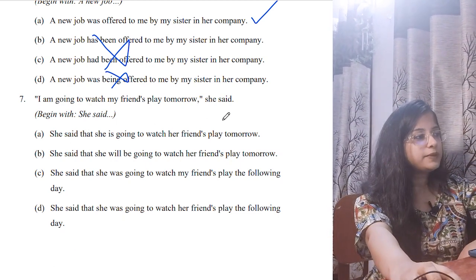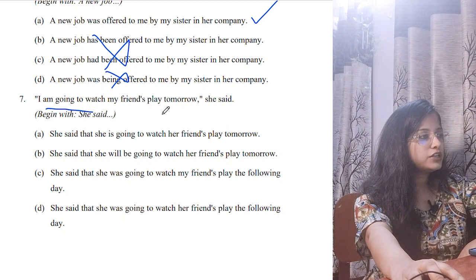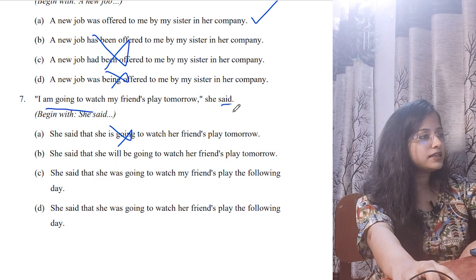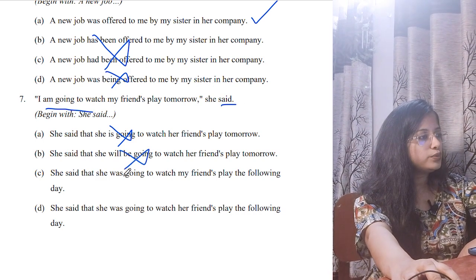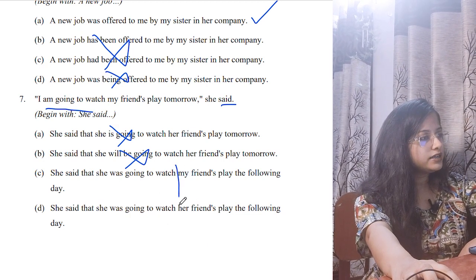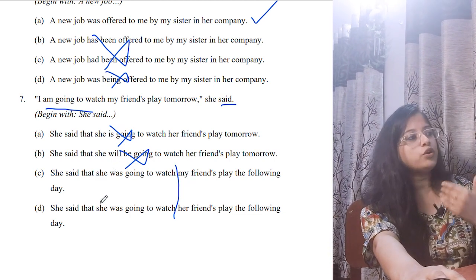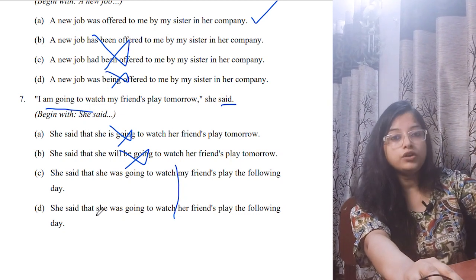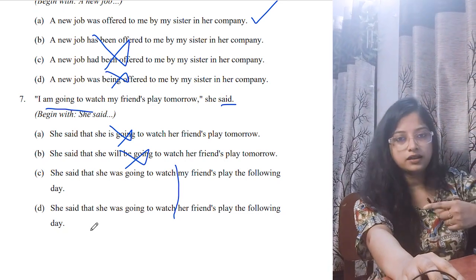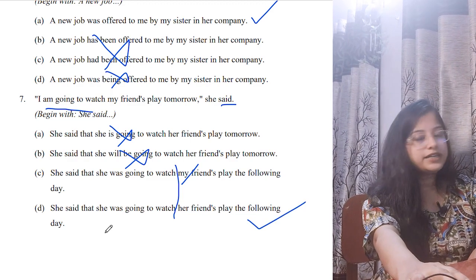I am going to watch my friends play tomorrow, she said. So she said that she is going, where am going is there. So we are changing it to indirect speech. So she said that she is going should change to was going, because the reporting verb is in the past tense. So she will be incorrect. She was going. So see, both are was going to watch. Till here both are the same, so till here both are correct. Now, to watch, this girl is saying I am going to watch my friends play. So when you are telling about her, will you say that she is going to watch my play? No, she is going to watch her friends play, not your friends play. So this will not be my over here, it will be her friends play. So option number D is correct.